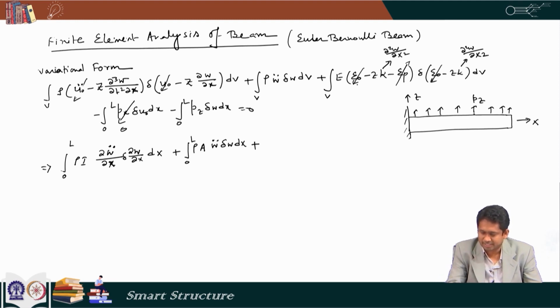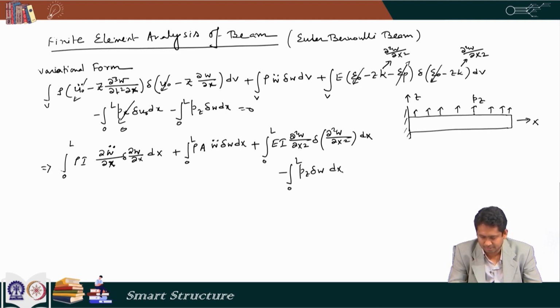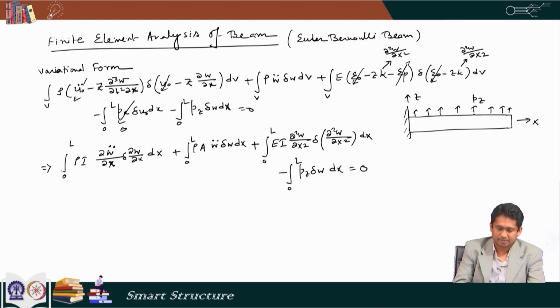So, on being integrated I have z square, that will give me a moment of inertia I. So, E I del 2 w by del x 2 into variation of del 2 w by del x 2 dx, and then minus I have P z into del w dx. So, these are all integrals over x, equal to 0.